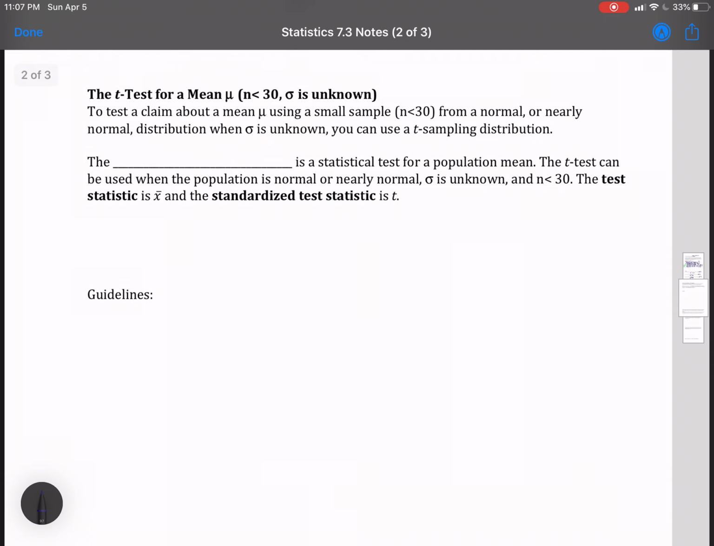Okay, so if we want to test for a mean mu when n is less than 30 and sigma is unknown, and this n is less than 30 isn't necessarily going to always be true, we will look at an example when n is greater than 30. This is called the t-test for mean mu. It is a statistical test for a population mean.